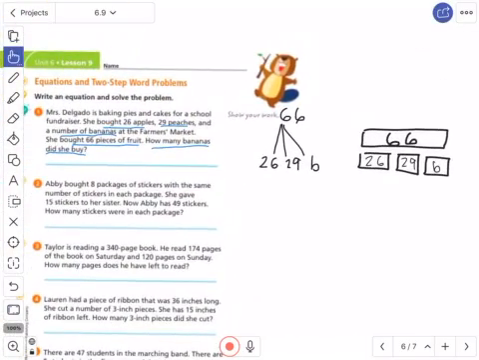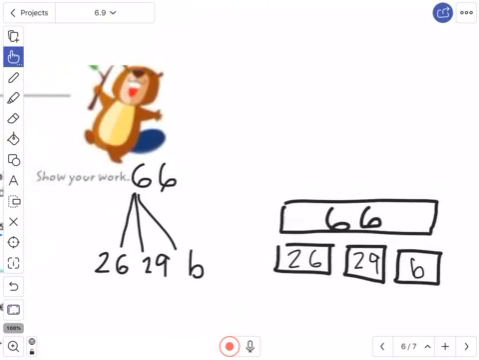So again, I have to figure out what that missing piece is. How am I going to get to that total up there? The first thing I need to do, if I'm thinking about my first step, is figure out how many apples and peaches I have. I know I have 26 apples and 29 peaches, but how many do I actually have all together? So that's what I'm going to start with first.